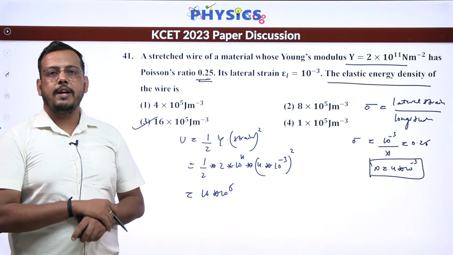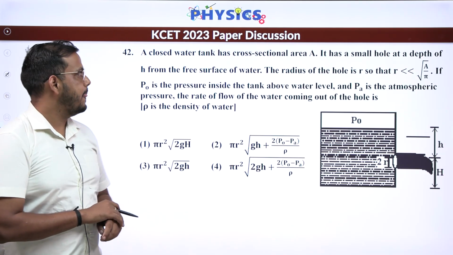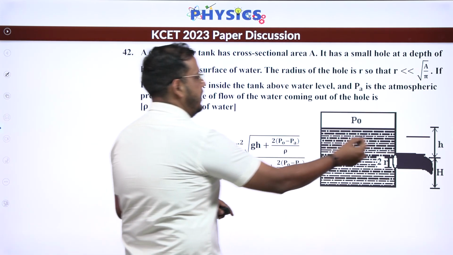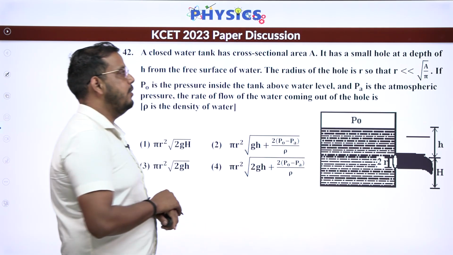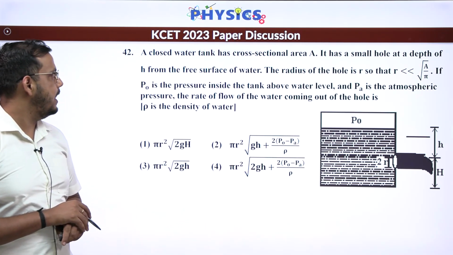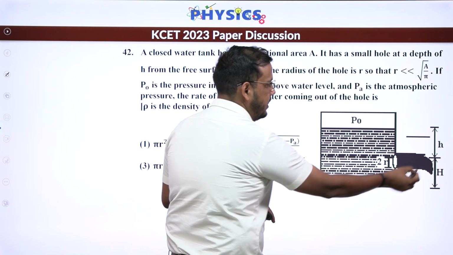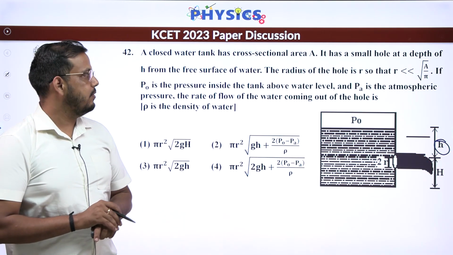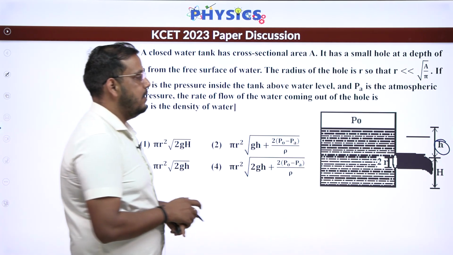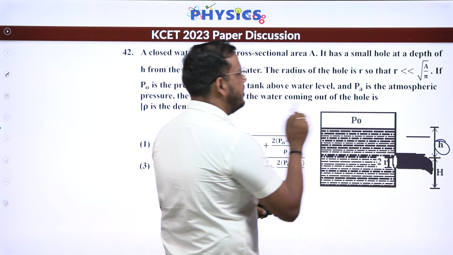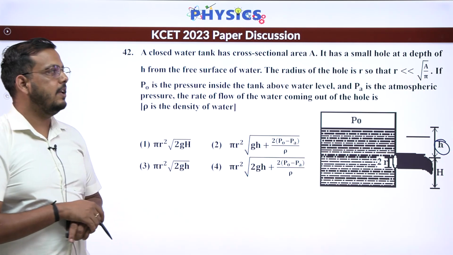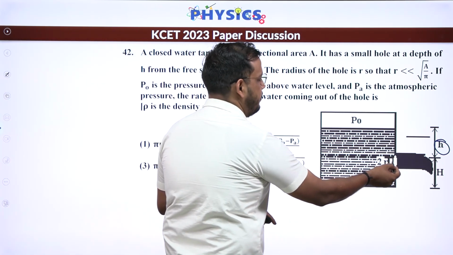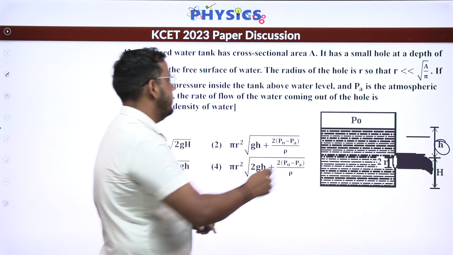Next question is question number 42. A closed water tank has cross-sectional area A. So the top area is A. It has a small hole at a depth of H, as given in the figure, from the free surface. The radius of the hole is R, so the diameter is 2R. So R is very, very less than under root A by pi. So this hole is very, very small in comparison to the area of cross section.